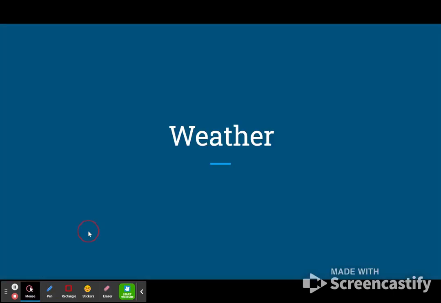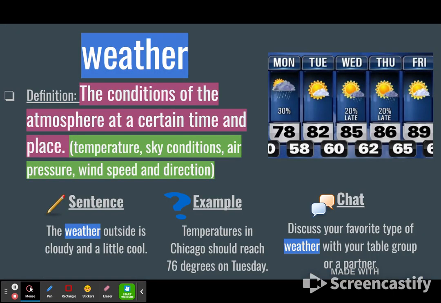Lastly, let's talk about weather. Weather is what's happening in the atmosphere at a certain period of time. This will be the temperature, sky conditions, air pressure, wind speed, and direction. So the weather outside is cloudy and a little cool. Temperatures in Chicago should reach about 60 degrees today.